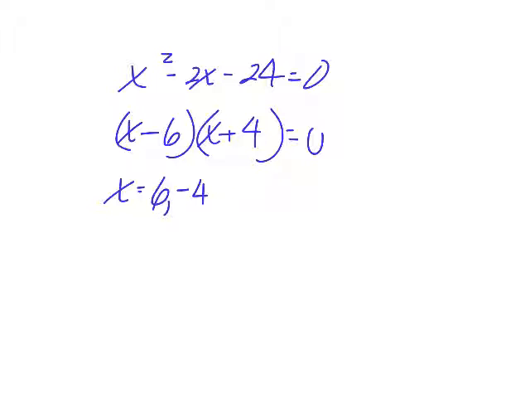Okay. So remember, when there's an equal sign there, they want you to solve for the variable. If I would have just given you x squared minus 2x minus 24 and just said factor, you would have left me with x minus 6 times x plus 4 because there's no equal sign. You cannot solve a problem without an equal sign.